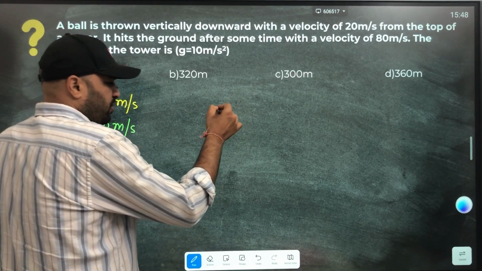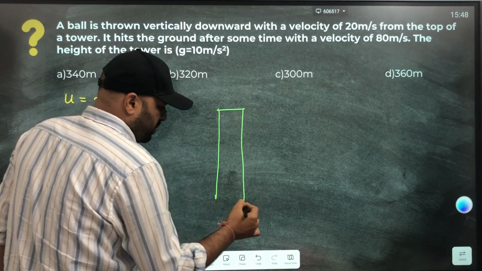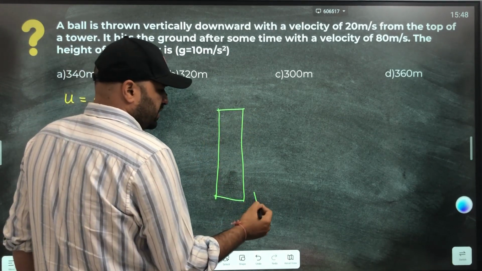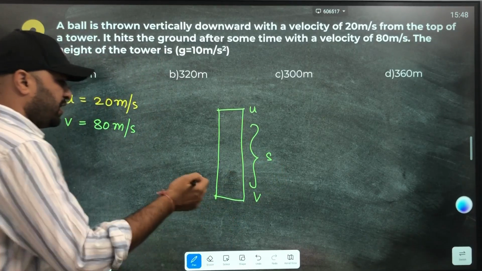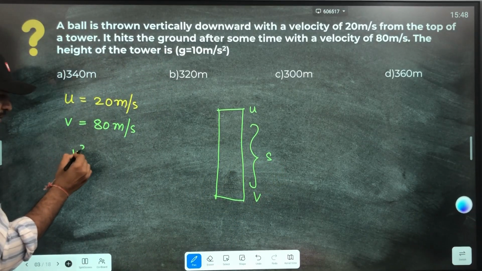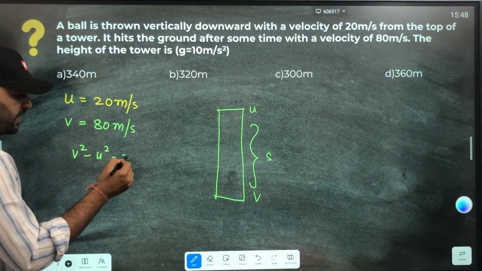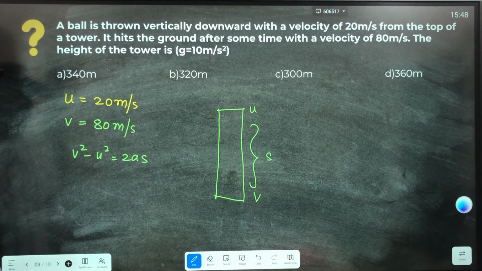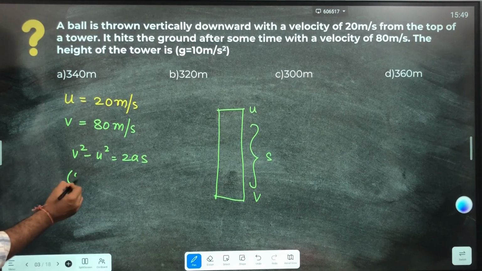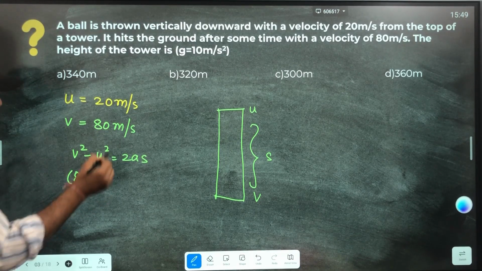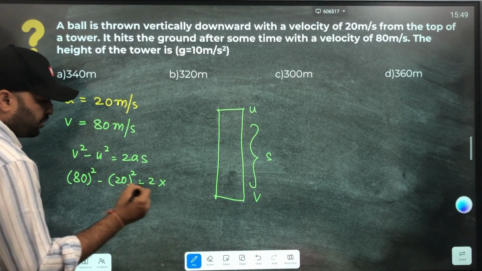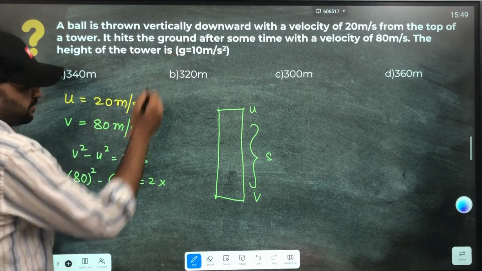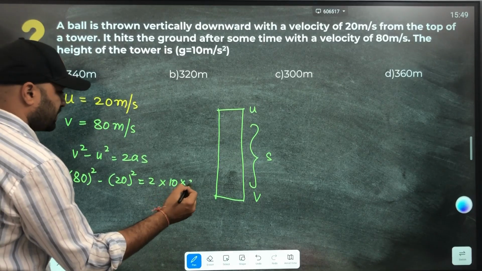Now we know that if you are throwing something from a building or a tower, here it is v, here it is u. The distance it has traveled is s. So we'll make use of equation of motion. v square minus u square equals 2as. I hope this is clear. Now v square, that's 80 square, minus u square, which is 20 square, and that will be equals to 2 into, I am assuming, acceleration due to gravity, and as per the question it is saying 10, into s.